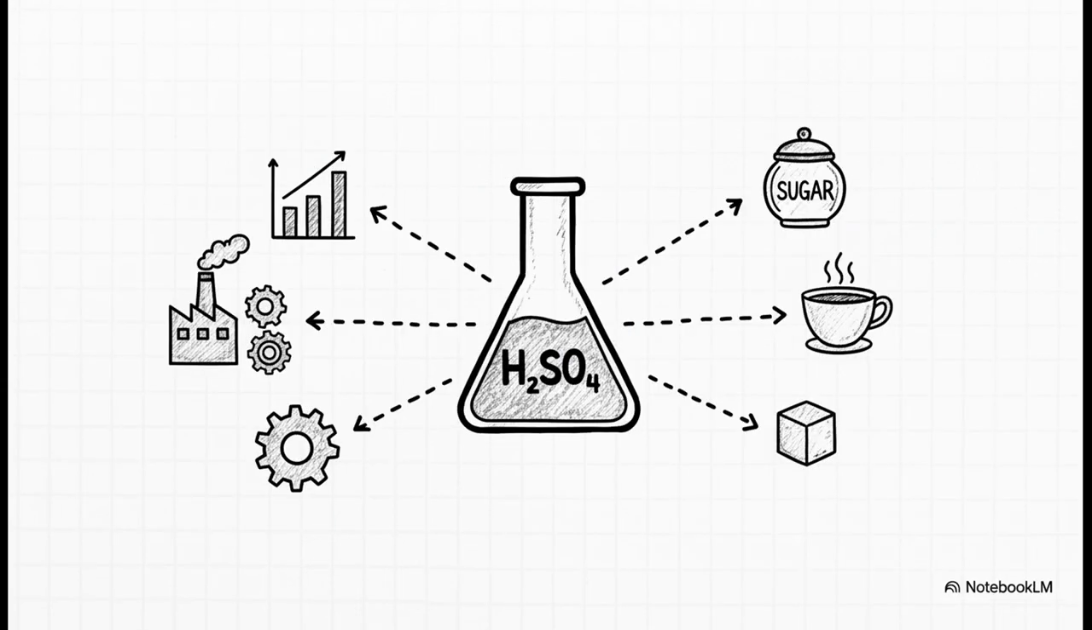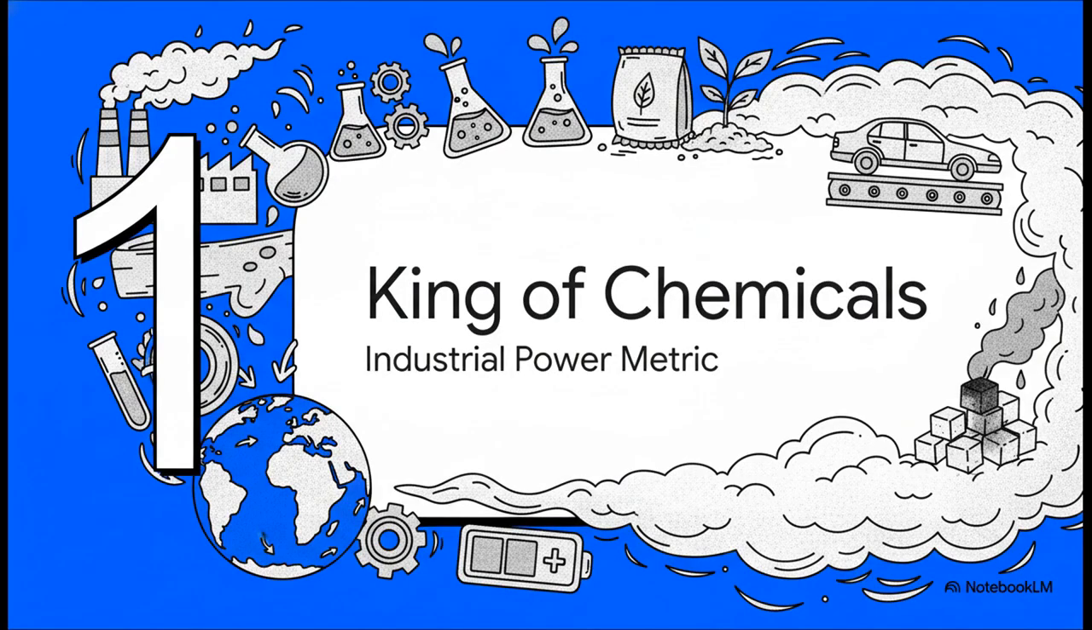Well, the answer is sulfuric acid. It's the hidden thread that ties these two completely different worlds together. And the story of how it does that, well, it's pretty wild. So, believe it or not, one of the main ways economists measure a country's industrial power is by how much sulfuric acid it makes. Seriously, it's used in just about everything. Fertilizers, manufacturing, you name it. That's why they call it the king of chemicals.